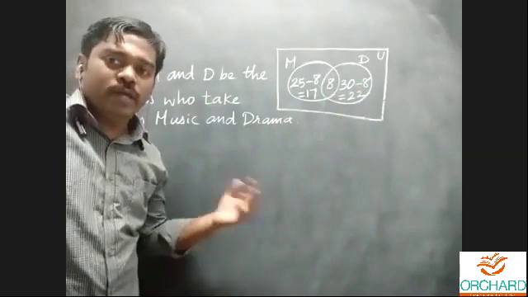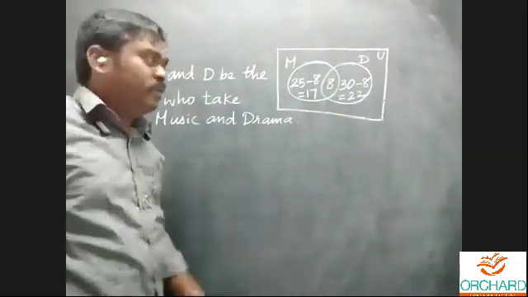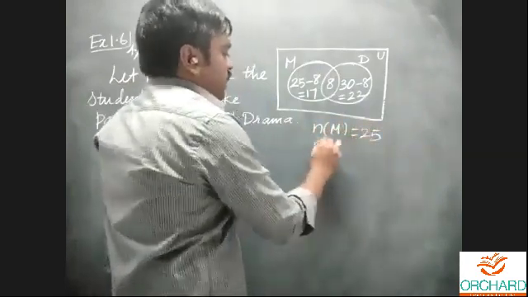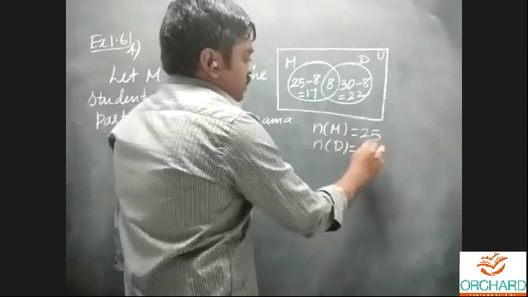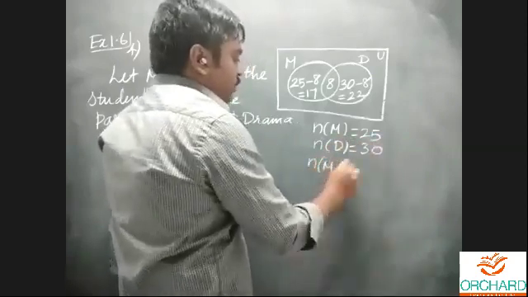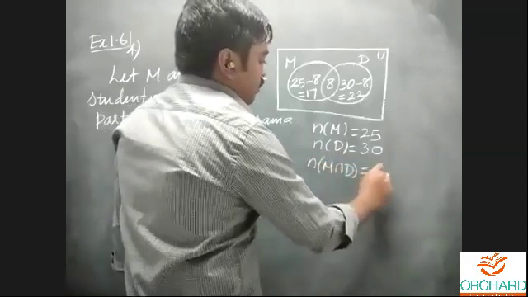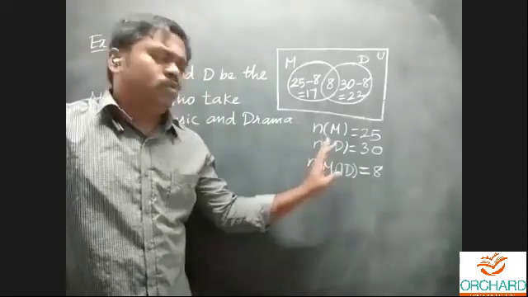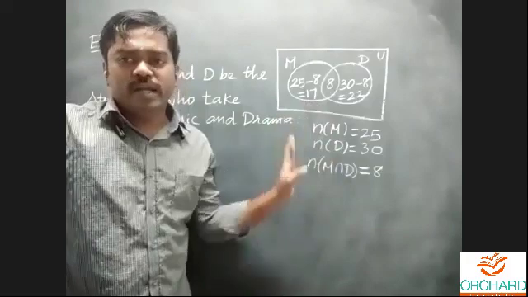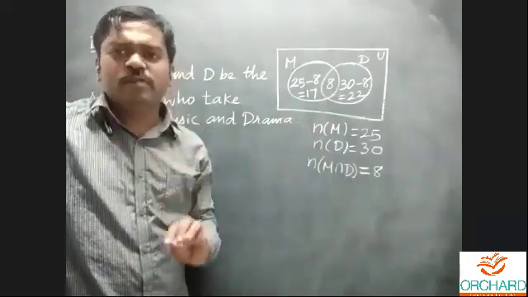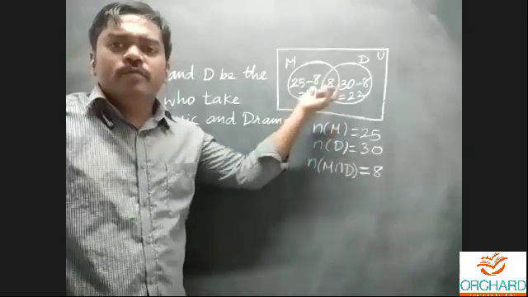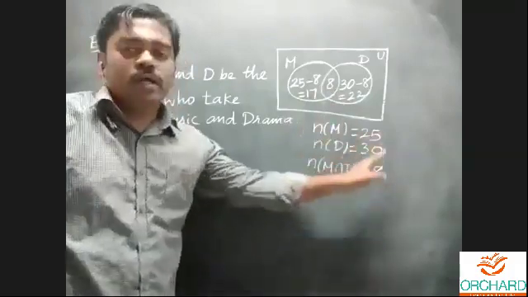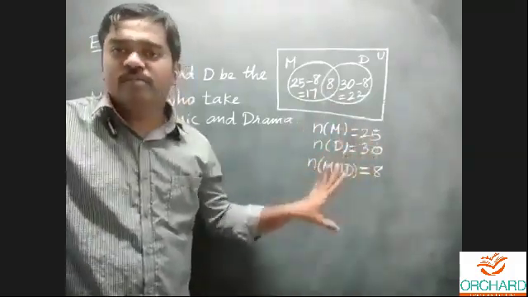Suppose you do the problem with the formula, then they'll consider n of M is equal to 25, n of D is equal to 30, and n of M intersection D is equal to 8. You can write this, but there is no need to do it by the formula. Directly go with the Venn diagram. The Venn diagram is the simplest way to get the answer. Within the Venn diagram, we just subtract and do a very simple calculation. This is for your understanding, but it's not necessary from the exam point of view.